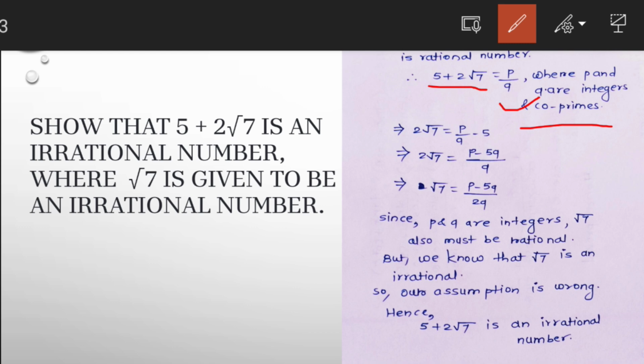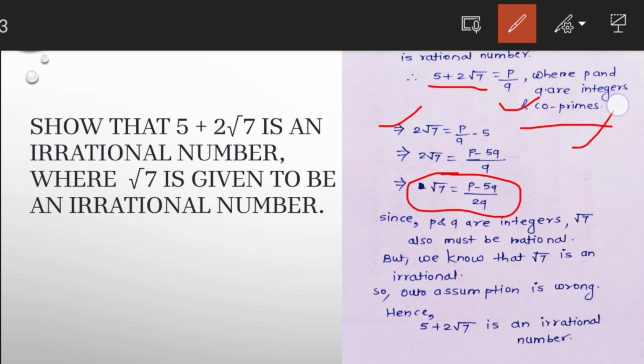Now you can see here, I will take the same expression and write it as equal to p by q. So the next step will be 2 root 7 equal to p by q minus 5. Now I will cross multiply the q with 5, and I will get p minus 5q upon q on the right hand side, and on the left hand side you can see 2 root 7. Now I can transfer the 2 to the right hand side, so I get the final expression: root 7 equal to p minus 5q upon 2q.